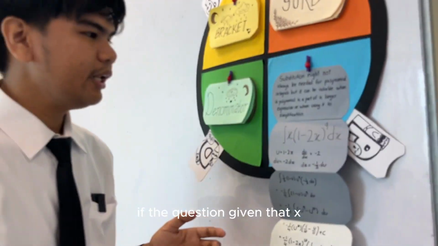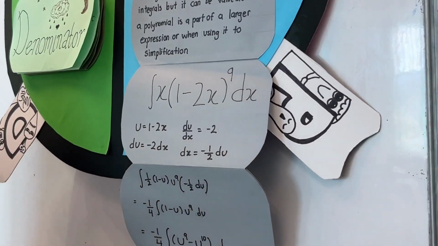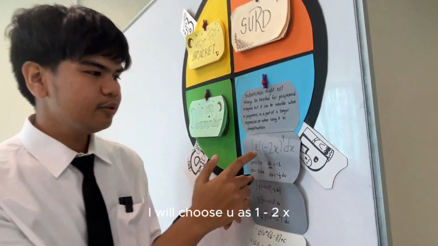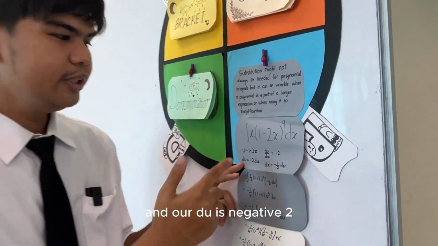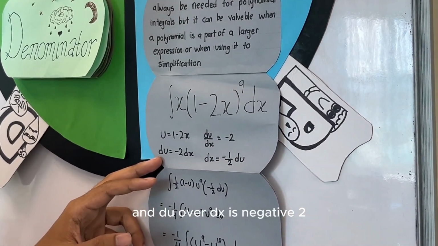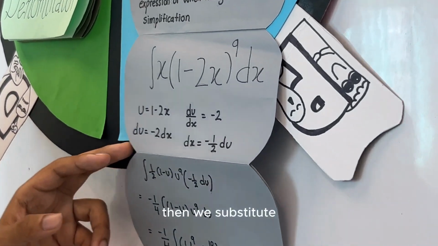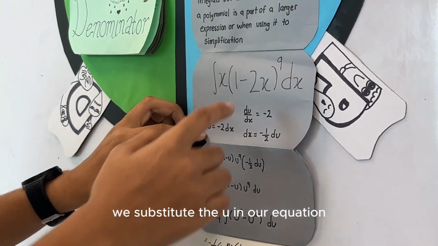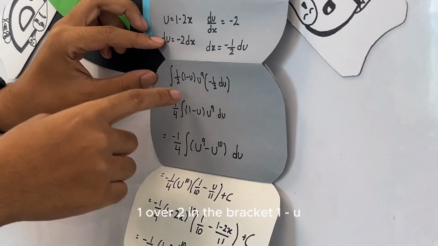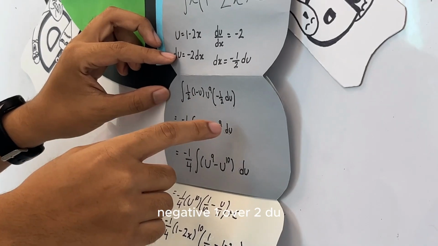If the question given is the integral of x in the bracket 1 minus 2x to the power of 9 dx, now we need to determine our u. For this question, I will choose u as 1 minus 2x, and our du is negative 2 dx, and du over dx is negative 2, and last but not least, dx equals negative 1 over 2 du. Then we substitute the u in our equation. Then we have this integral 1 over 2 in the bracket 1 minus u to the power of 9 in the bracket negative 1 over 2 du.